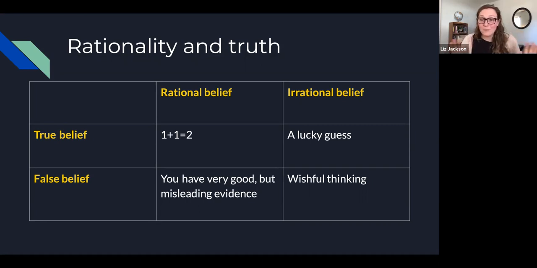And we're going to talk a little bit more about why this is in a second, but I wanted to give some examples of each of these four cases. So a rational belief that is a true belief would be like my belief that 1 + 1 = 2. I have good evidence for it, and it is true. It corresponds to the world.